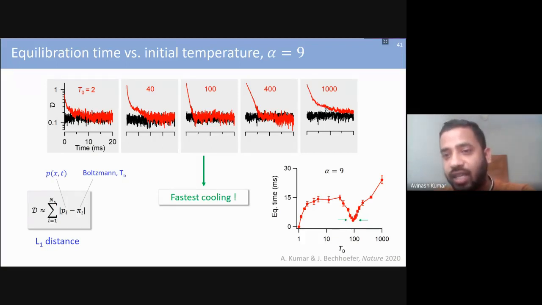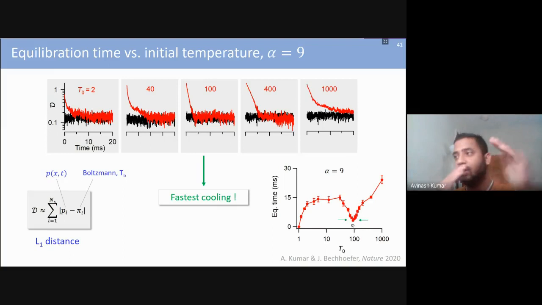And the second time scale corresponds to the barrier hopping between the 2 wells. Remember, we had metastable and stable states. So the particle keeps hopping between the metastable and the stable states, and this is determined by the Kramers hopping rate. And this is present in all the data. But if you look at this particular case, T naught equal to 100, then you would observe that the slow time scale, which was present in all other situations, is actually absent in this one. And that's why we say that this one is the fastest cooling temperature among the other plots here, and that's why we had a dip in the equilibration time.